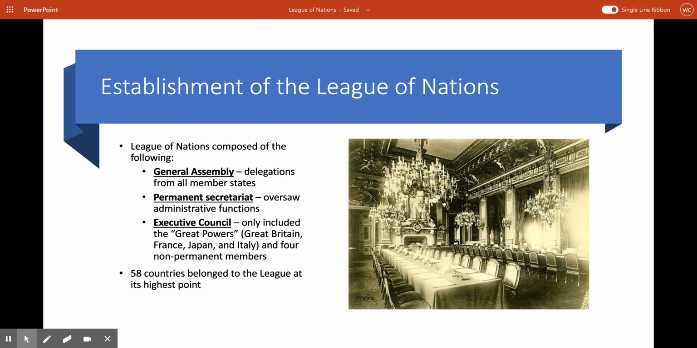And so at its largest, the League of Nations was comprised of 58 member states, which is really not very many, which we'll talk about in a second, how that's a problem. The Soviet Union was one of them, so it could have been another great power. It joined in 1934, but it was expelled in 1939 for invading Finland. And that kind of goes with what I'm going to talk about next.